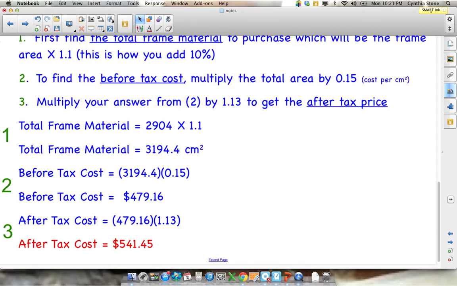So we have the total frame material. Remember, you multiply by 1.1 to add the 10%. Then you get a number. Then you figure out the before tax cost by taking this amount of material multiplied by the cost per centimeter squared. That gives you your before tax cost. And then to get the after tax cost, you multiply it by 1.13. And there you go, 541. Which is fairly expensive. But I think the way I had it figured out before with the original numbers, it was going to be 50 cents or something. Either way, long video, long note, but you should be set up for some good questions now.